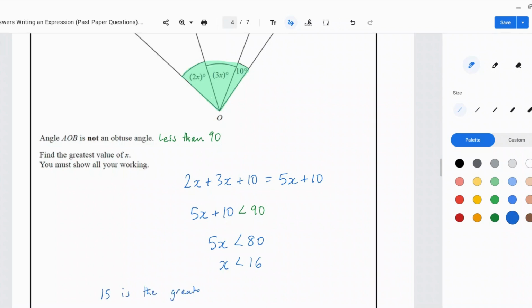What you could do now is substitute back in to check that you've done it right. So we could say, right, if that's the case, this would be 30. This would be 45, and this would be 10. And together they add up to make 85 degrees. So that means that angle AOB is an obtuse angle. So in checking that, we know we've done it right.